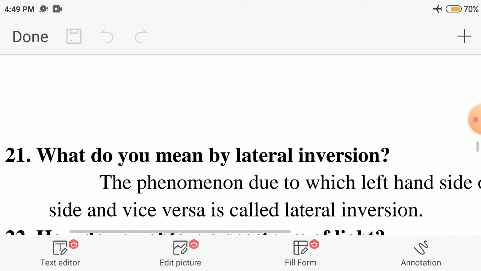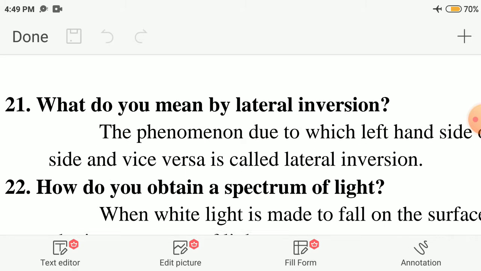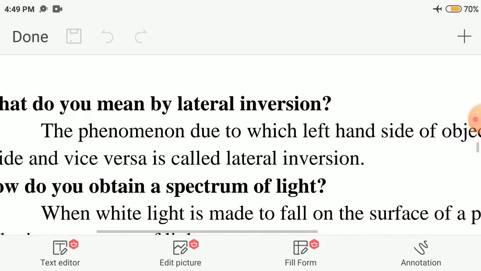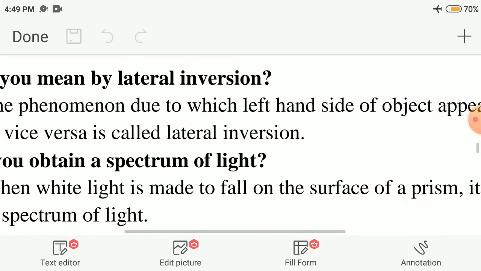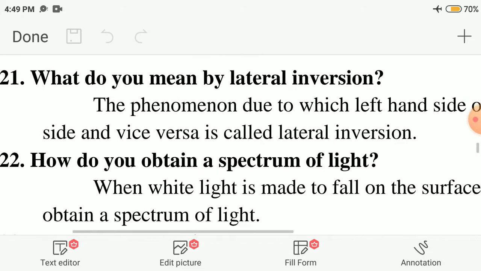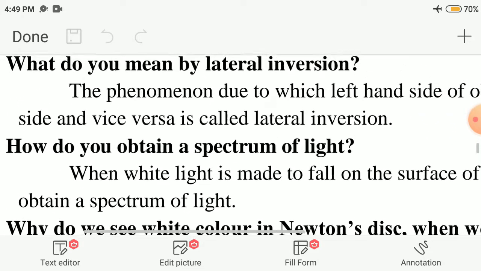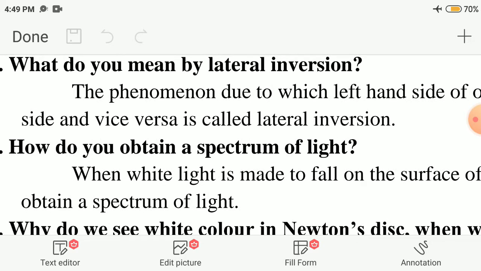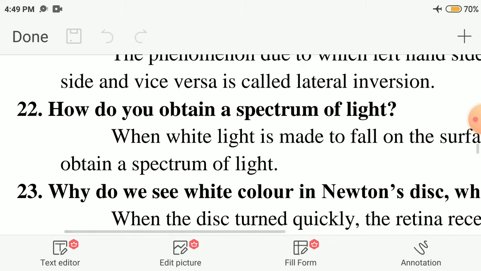Next question. What do you mean by lateral inversion? The phenomenon due to which the left hand side of the object appears as the right hand side, and vice versa, is called lateral inversion. Otherwise, that is called lateral inversion. How do you obtain a spectrum of light?